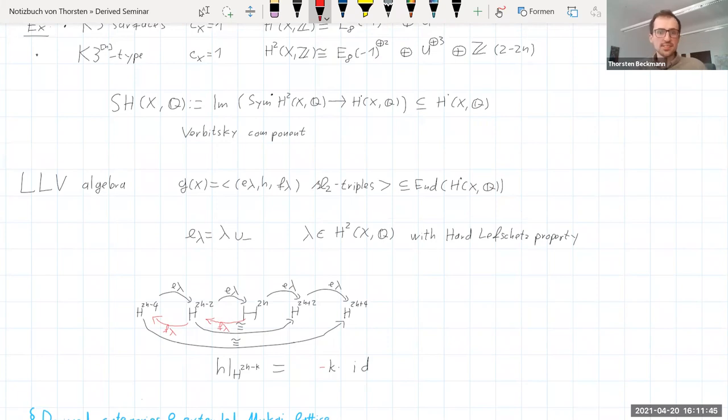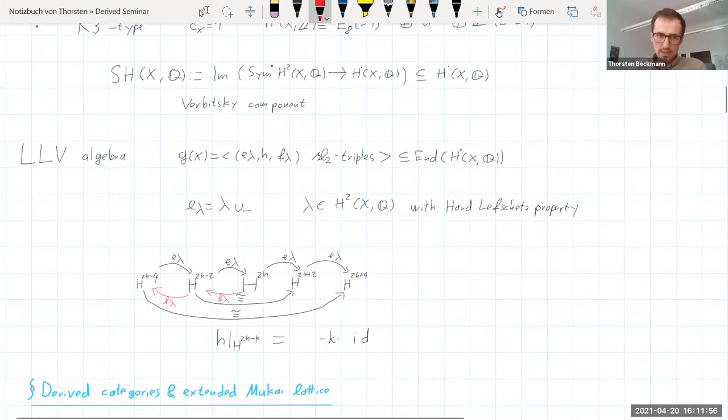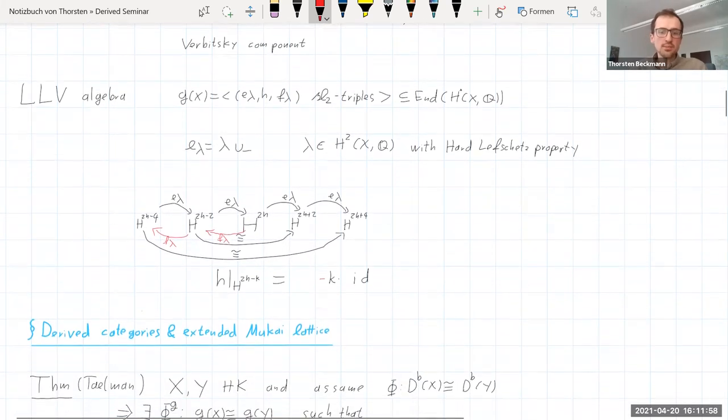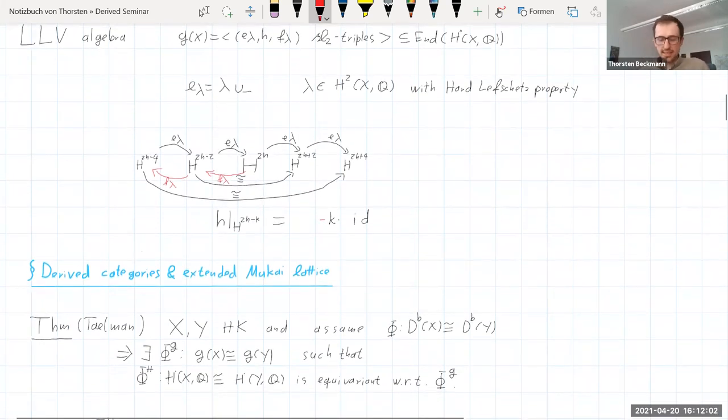I will come back to the Lie algebra in a second, but the title was derived categories, and this is the derived seminar. So let me quickly go to derived categories of hyperkähler manifolds, and also explain why I actually defined this Lie algebra. Here I start directly with the theorem of Taelman, and that says the following.